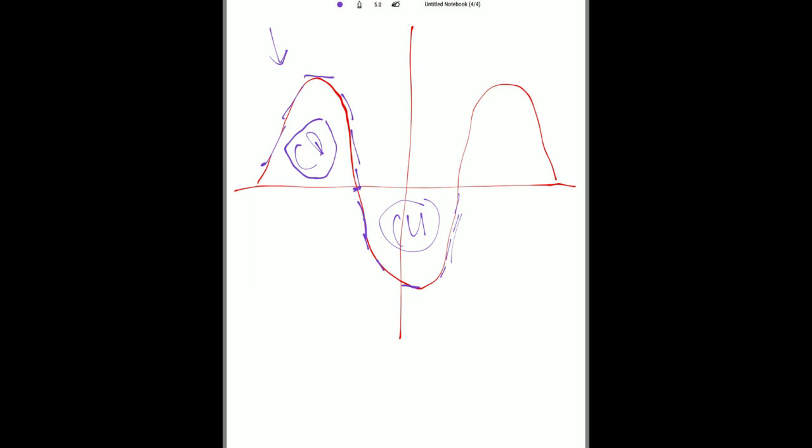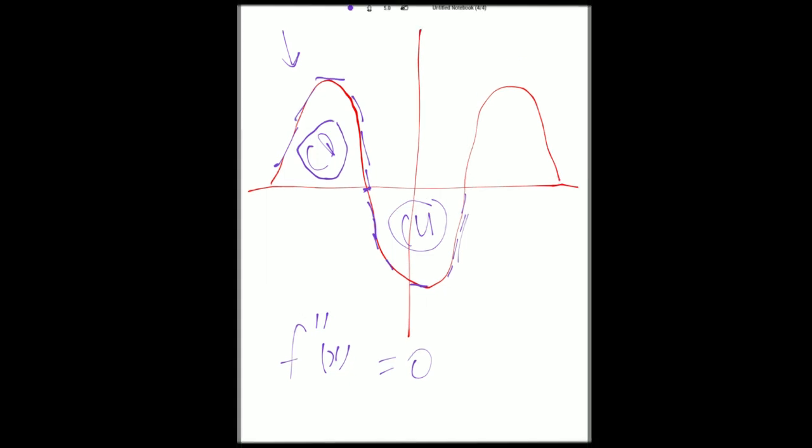We find a possible inflection point by taking the second derivative and equating it to 0. Whatever x value we get, that is a possible inflection point. So now that we know the application of the first derivative and the application of the second derivative in terms of being greater than, less than, or equal to 0, let's do a problem.